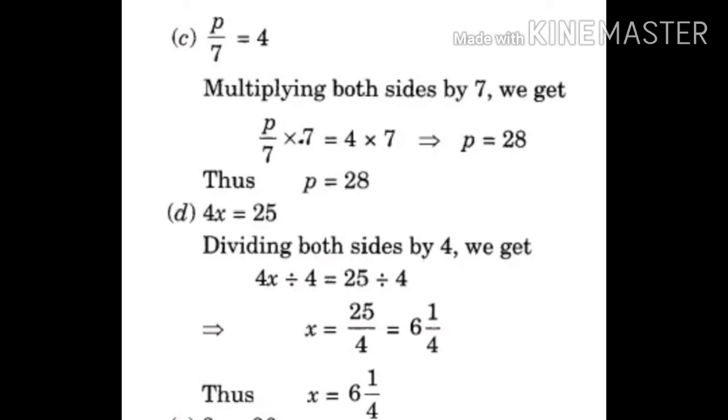So along with the variable P we have 7 in division. We are going to multiply by 7 on both the sides, and the value of P which we are going to get will be 28. Similarly, D part will be solved.